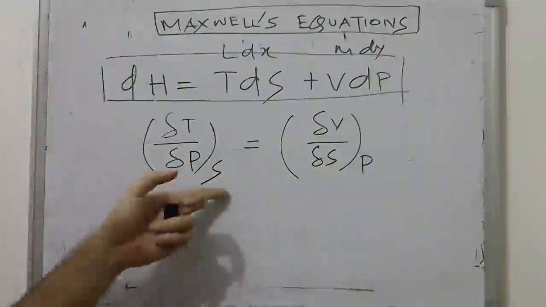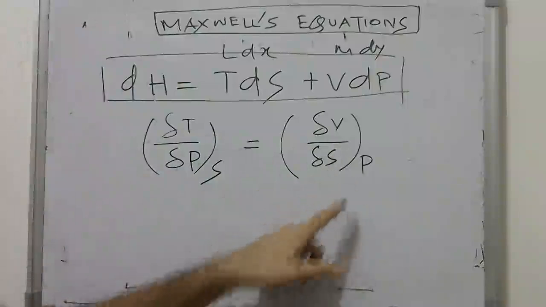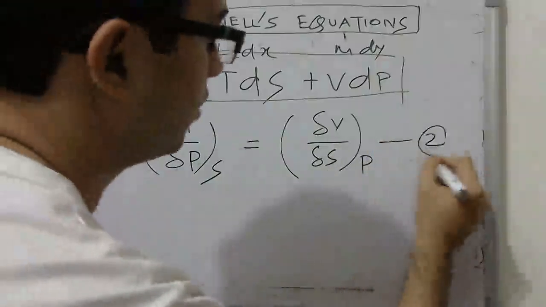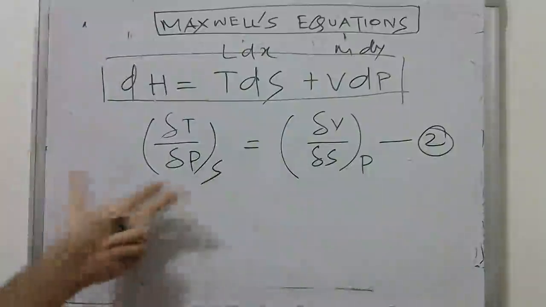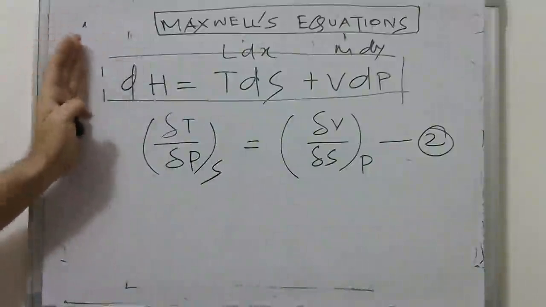Del T del P at constant S is equal to del V del S at constant P. So this is the equation number 2. This is the second Maxwell's equation, right? This is from the enthalpy relationship.